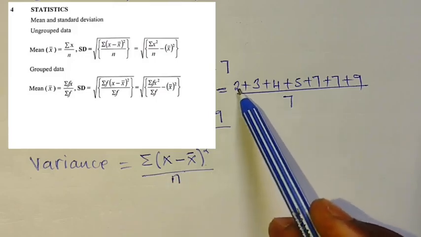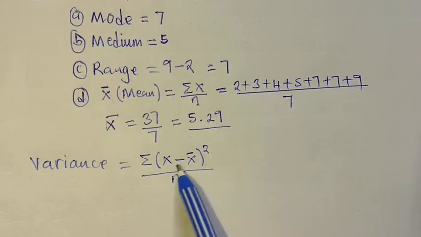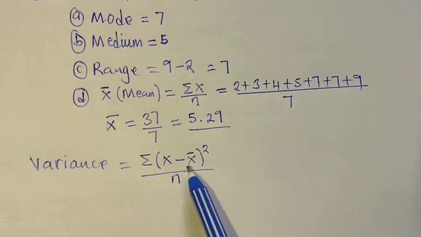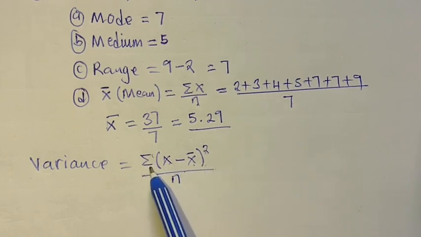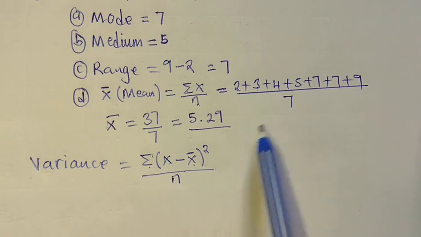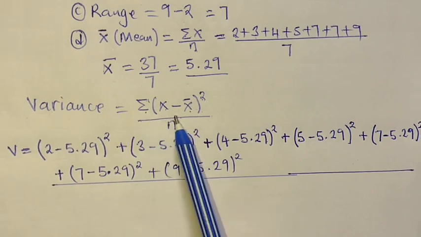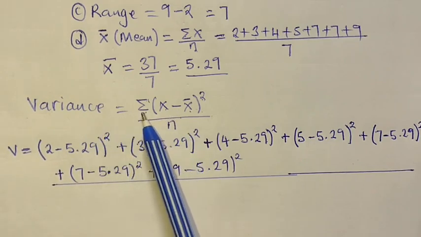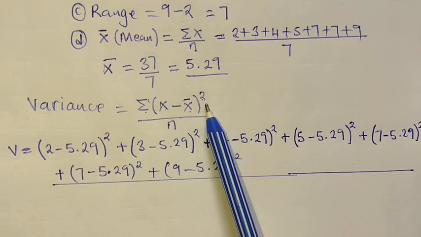Now remember, you have these data values. So it means where there is x, you put 2 minus the value of mean in brackets squared, plus, because it's summation, plus this, again you do the same, plus this, then you divide by 7. Right, so this is the formula that we are using. Variance is equal to summation of, in brackets, x minus mean squared.